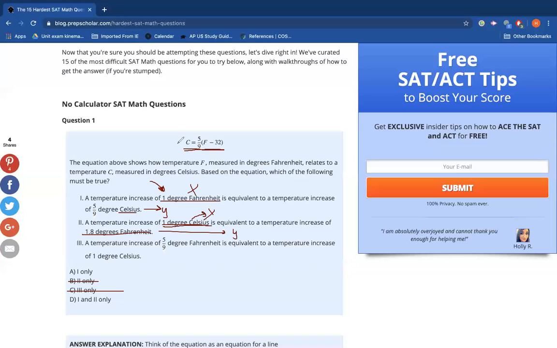So now we see that we have to write F equals, correct? We have to switch it, because now this needs to be our y variable and C needs to be our x variable. Okay. So with that, if we rearrange it, we get 9/5 times C plus 32 equals F, right?